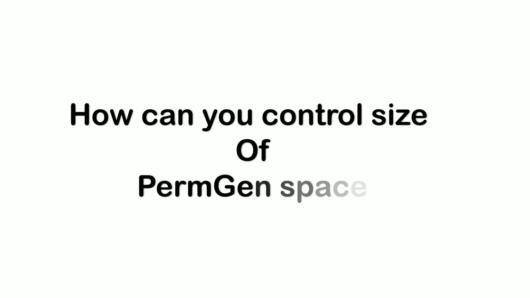Next question is, how can you control the size of perm gen space? So basically this we can do by passing one command in the command line interface. I wanted to write the code here, but there is one syntax which we pass to the JVM as a VM argument to increase this.